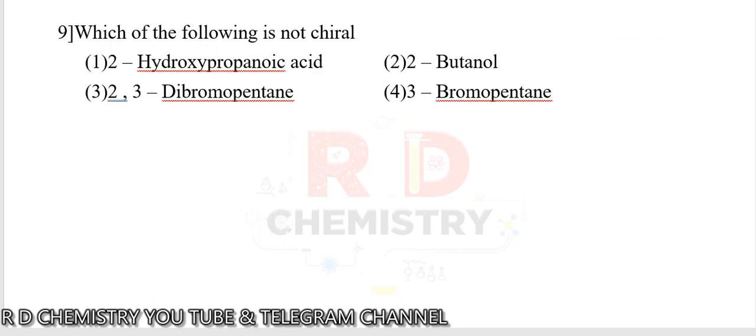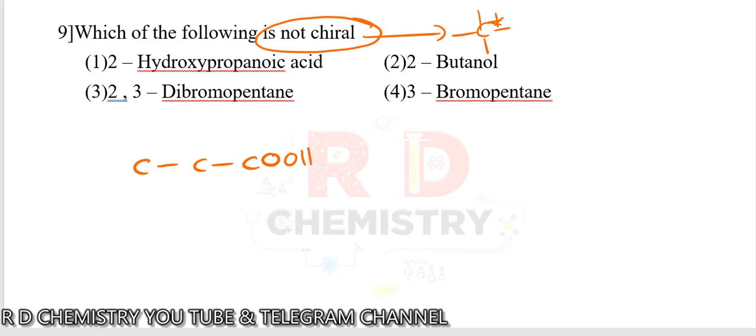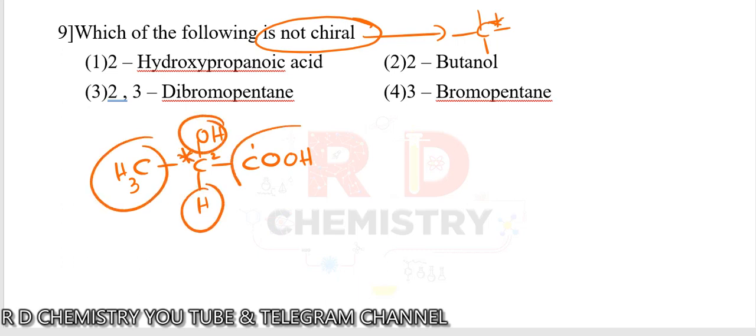Question number 9. Which of the following is not chiral? For a compound to be chiral, there must be at least one carbon atom which is attached to 4 different groups, which is known as the chiral carbon or asymmetric carbon. Let's see example number 1, the first option: propanoic acid. Carbon number 1, carbon number 2 here, so it is 2-hydroxy propanoic acid, with the remaining CH3 and hydrogen, correct? So this carbon atom is attached to 4 different groups. Can you see? Therefore, this is the chiral molecule.